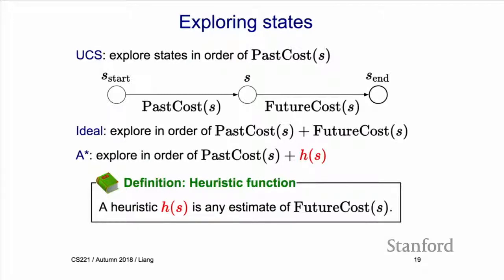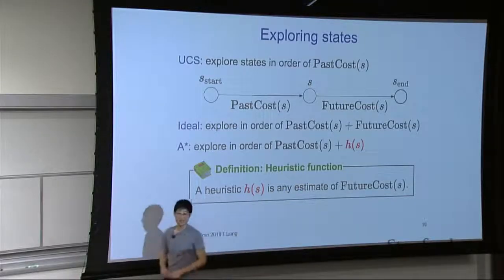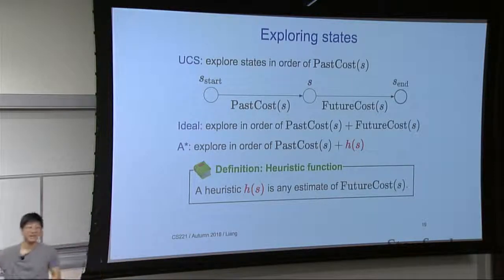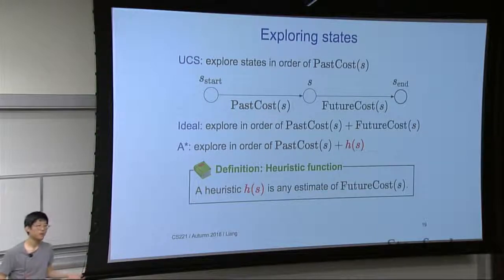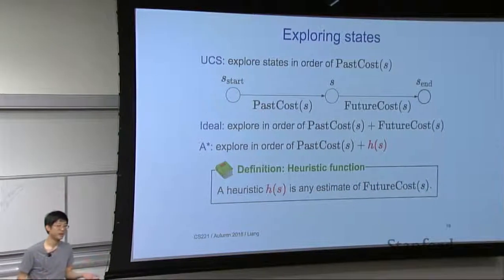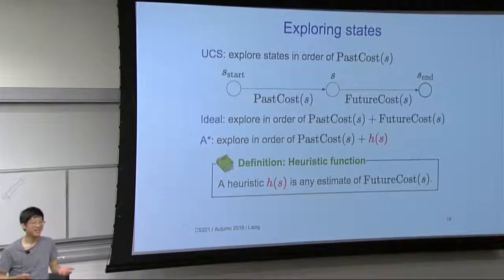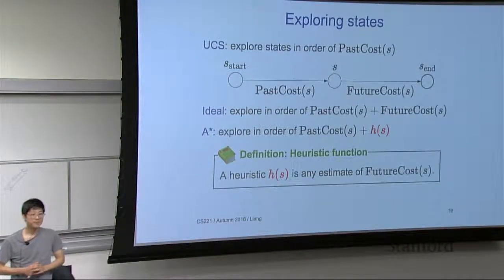And essentially, the entire A star algorithm is this line right here. It's just like uniform cost search, except instead of exploring by the past cost, we add this extra H of S, which gives us an estimate of how much cost is left. And the intuition there is that if you're going in the wrong direction, H of S will be very large. It will say, hey, we're going farther and farther away. Your remaining cost is really high.